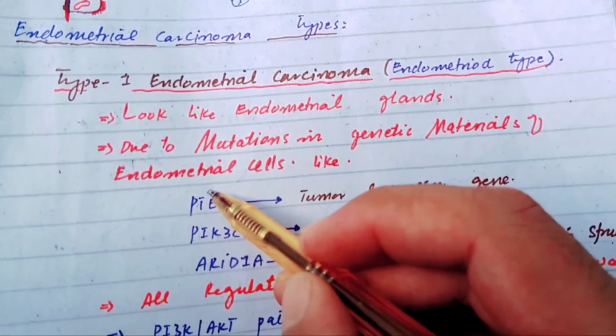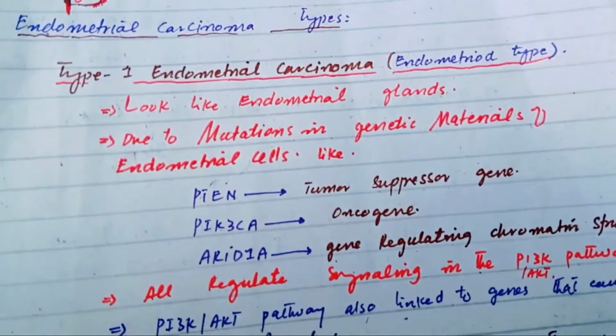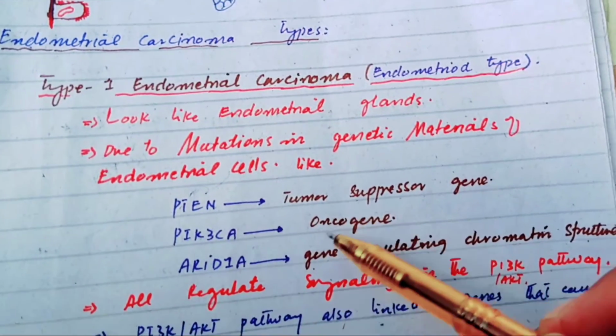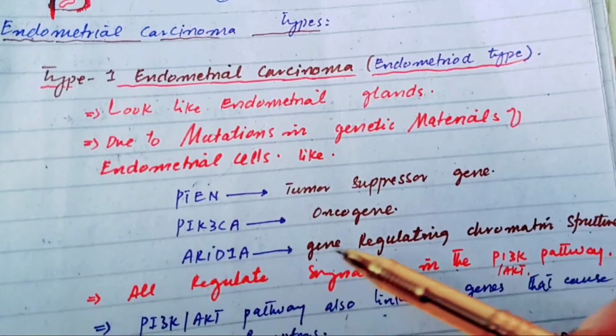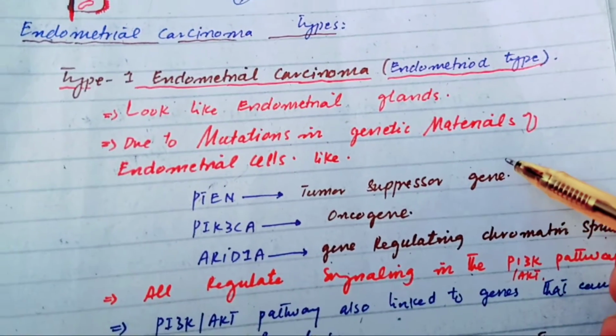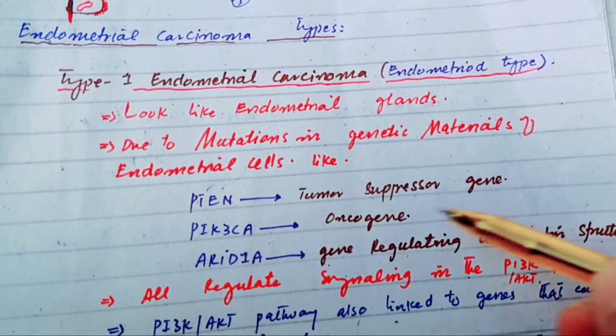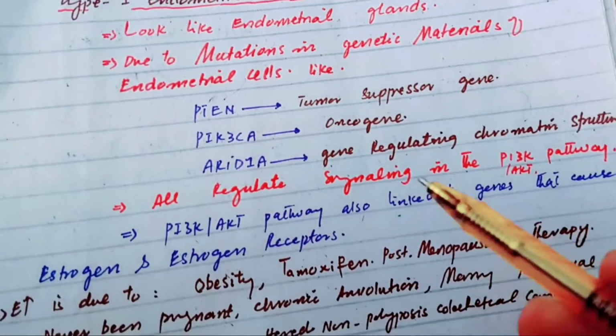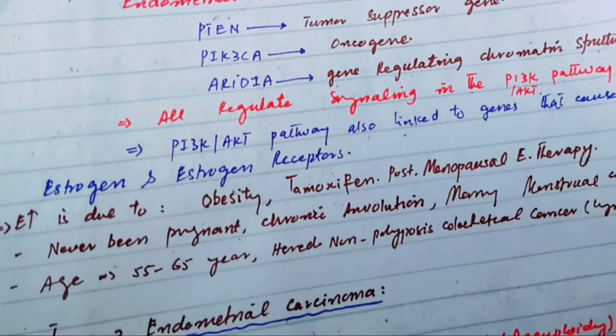Here you can see there is another tumor suppressor, and the PIK3CA gene, which is an oncogene, and the ARID1A gene, which is a gene that regulates the chromatin structure. So when mutation arises in these genes, it will lead to type 1 endometrial carcinoma.